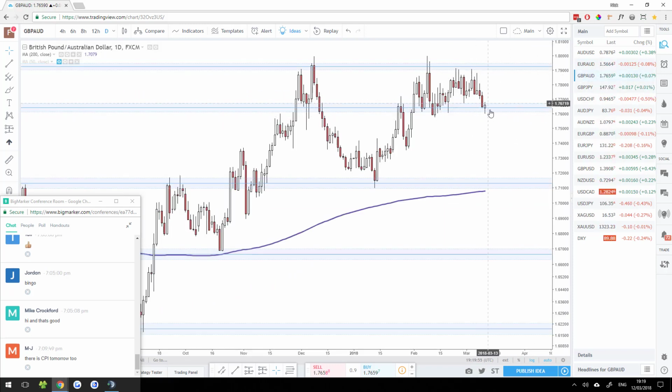GBPAUD, similar situation on the support area. Might give us a potential reversal trade, but if you look to the left, it's a complete and utter mess. So you'd probably be in this one a while by the time it hits your target.